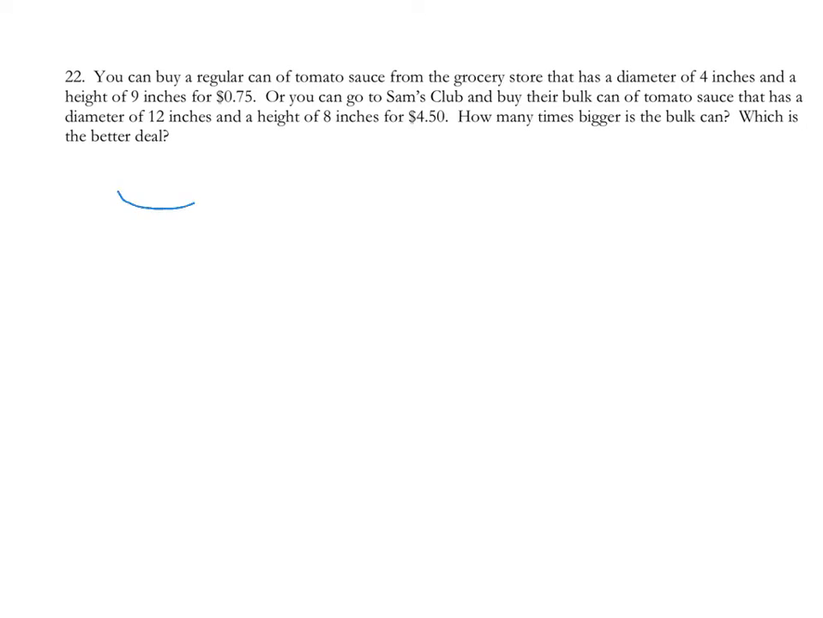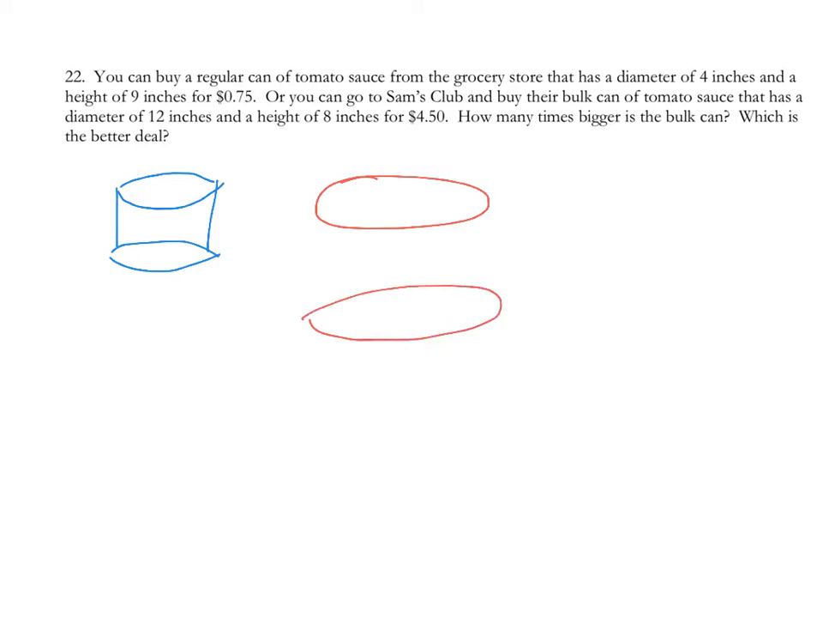So again, a can, we're talking about a cylinder here. So here's the small can, and then I can go to Sam's and I can buy the bulk can, which is bigger. And I want to know, it's pretty much getting into what's called unit pricing here, which one's going to end up being the better deal if we figured out what the difference is between them.